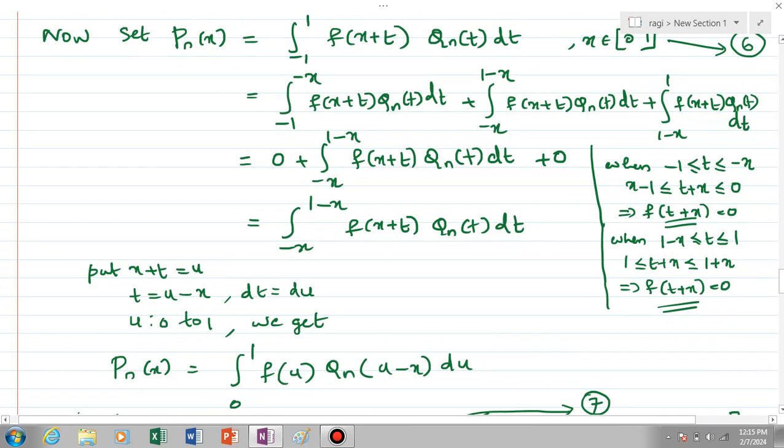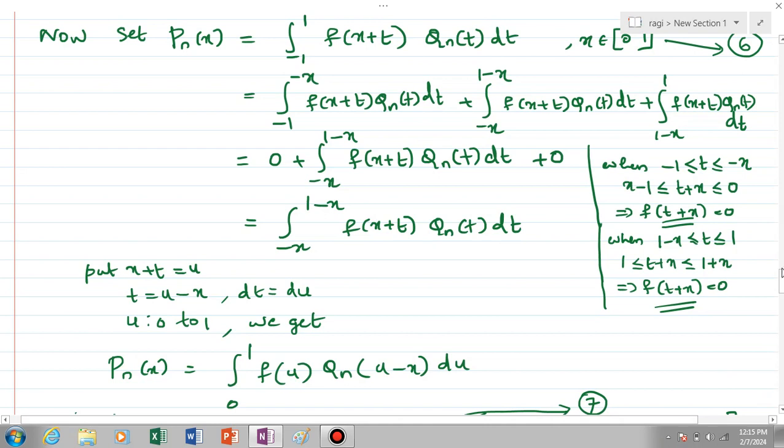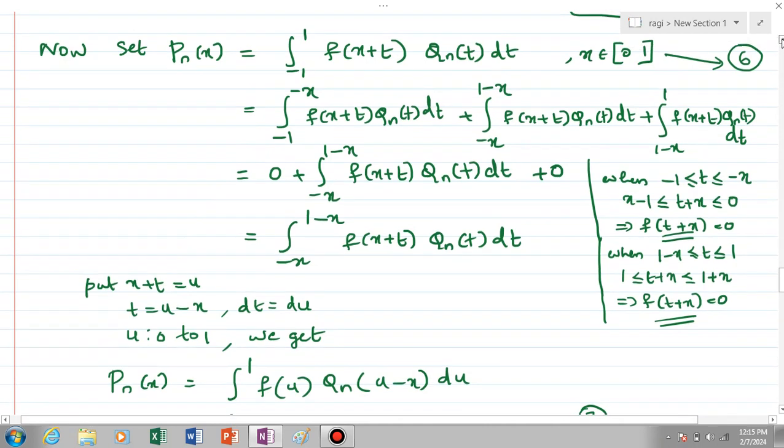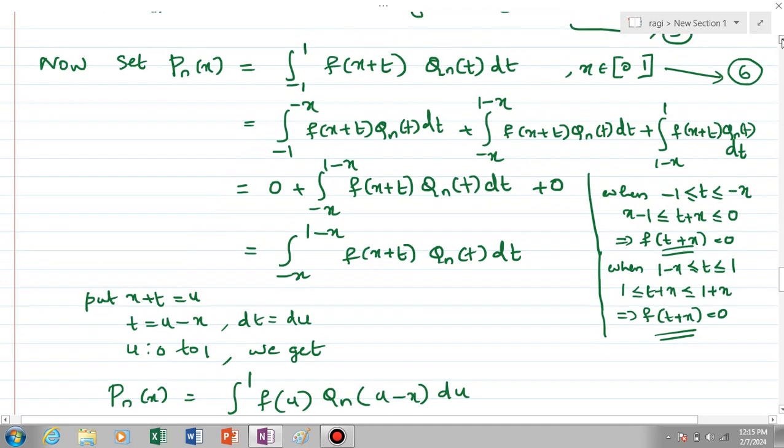Now we are setting the polynomials Pn of x equal to the integral from minus 1 to 1 of f of x plus t into Qn of t dt, where x is in the closed interval [0,1]. Let it be equation number 6. We are splitting the integral from minus 1 to 1 into the integral from minus 1 to minus x, plus the integral from minus x to 1 minus x, plus the integral from 1 minus x to 1.